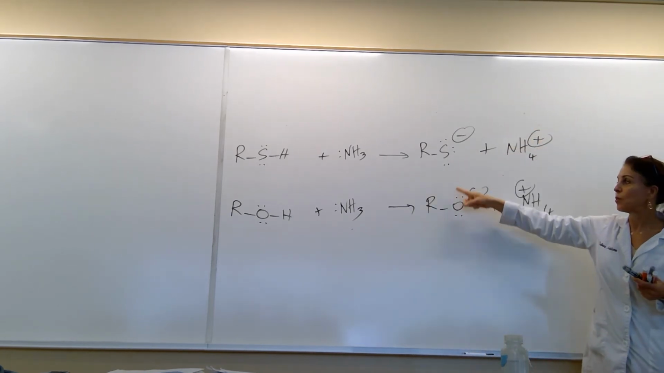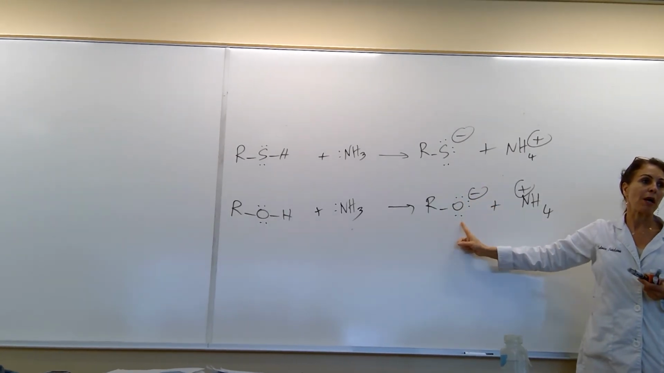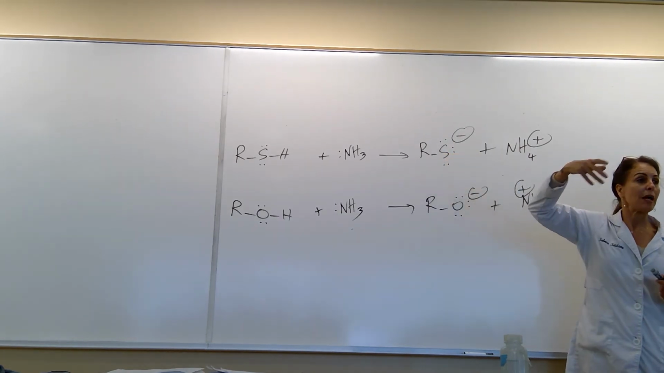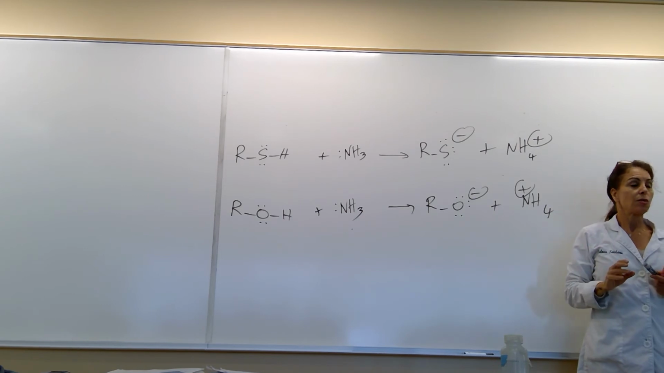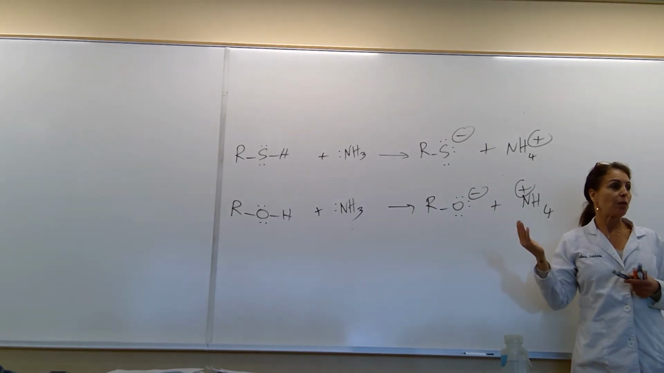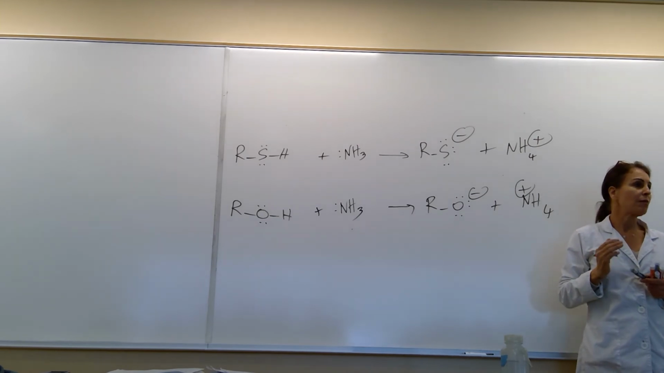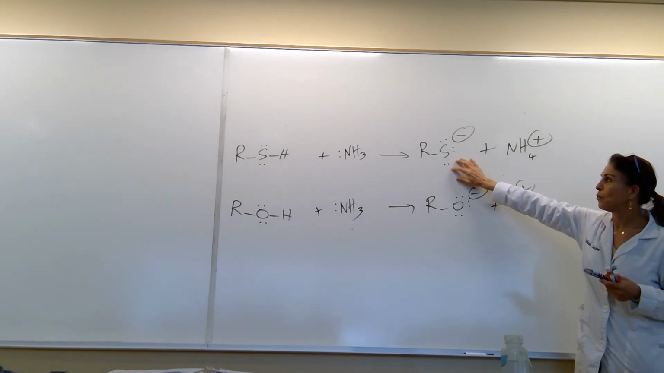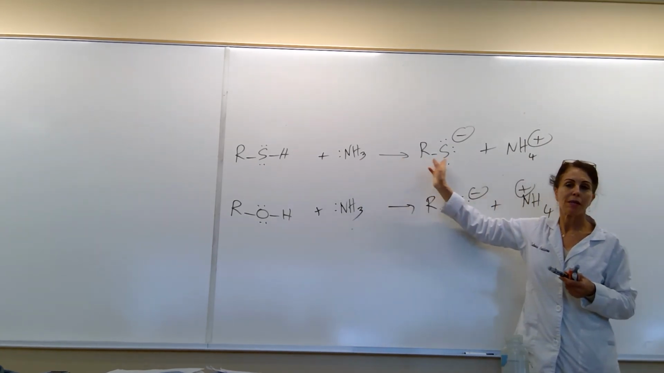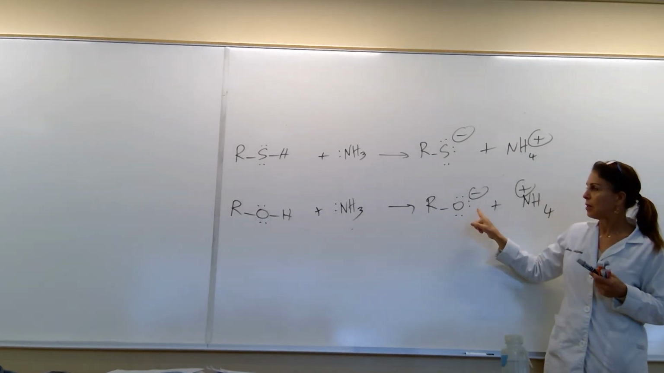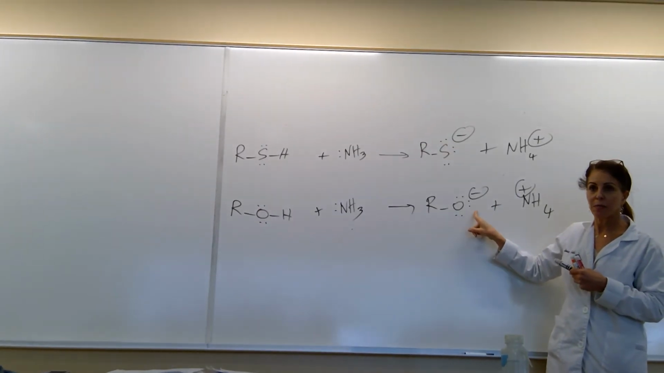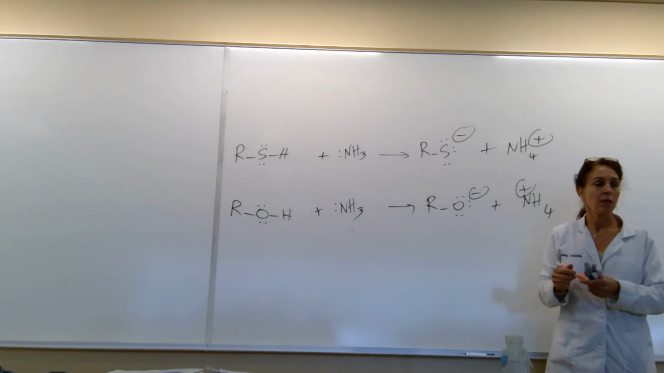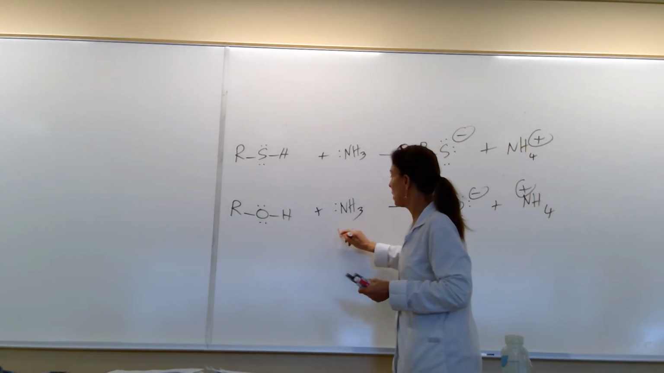Okay, so which one is more stable, RS minus or RO minus? This one is more stable because it's a bigger atom, so that additional electron won't. So thiols react better with bases than alcohols, but they're not very reactive. Even if they react better, this is still a weak base, but they react much better than this because this is a much stronger base than this. You all know this is a weak base, this is a strong base.